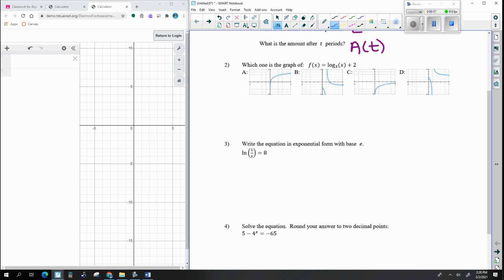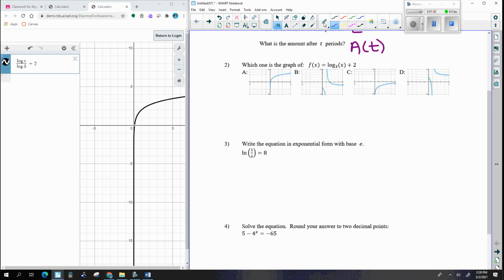Which one is the graph of that? So let's go ahead and graph it ourselves. Don't forget how to readjust that log when you type this in. So this is the same thing as saying log x divided by log 3. All right? So that's the log base 3 of x. This is how you rewrite it in your calculator. So then we add 2, and that should be our picture, and that looks like A.